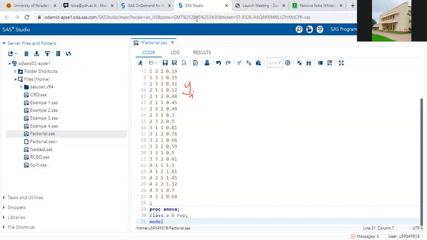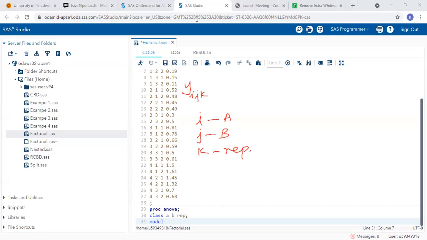Tell me, what is the model for the two-factor factorial? Because based on the model only, we can write the model in the SAS. Y, I, J, K. So we can take I as factor A, J as factor B, and K as replicate. You can take any form, right? So I'm taking the simple form.